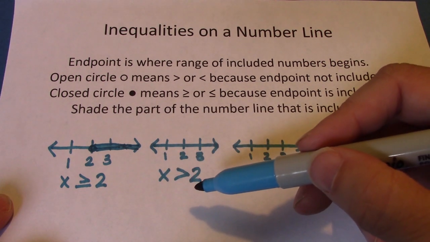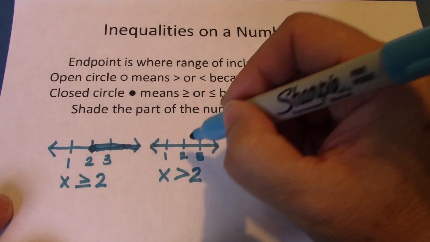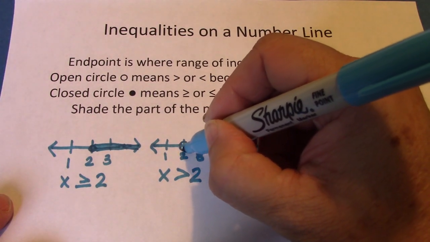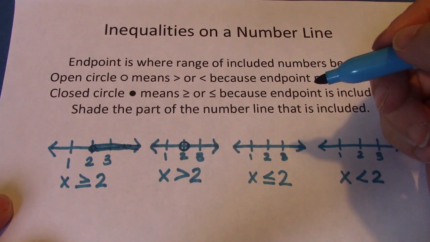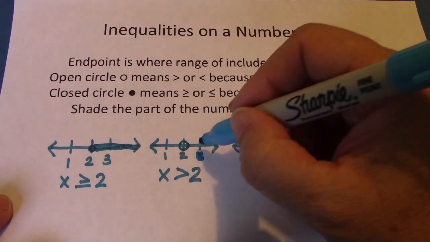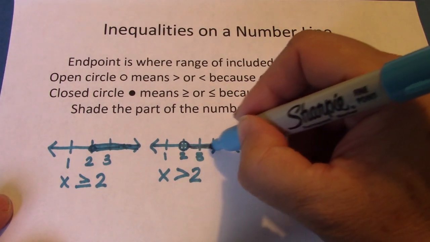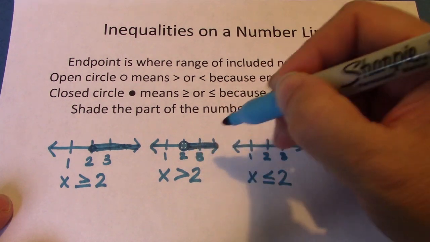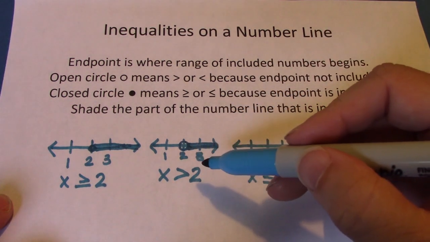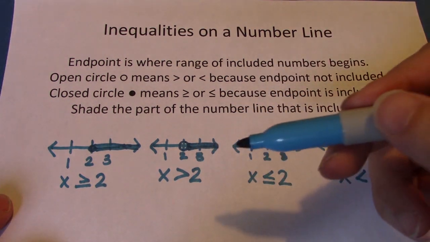If we want to just show that x is greater than 2, it looks a lot the same, except that endpoint is not filled in. It's an open circle, and then we still shade to the right because these numbers are bigger than 2.